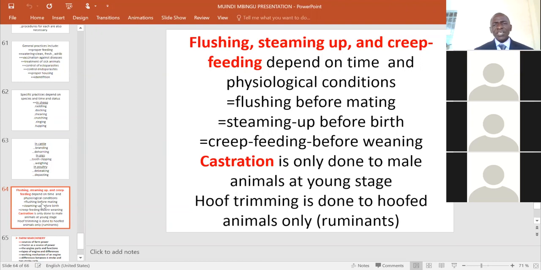Castration is only done to male animals. Therefore, when describing castration, don't say the cow is restrained, because a cow is adult female cattle, okay? So don't use a technical term that is irrelevant. Hoof trimming is done to hooved animals only. Of course, these are also ruminants.